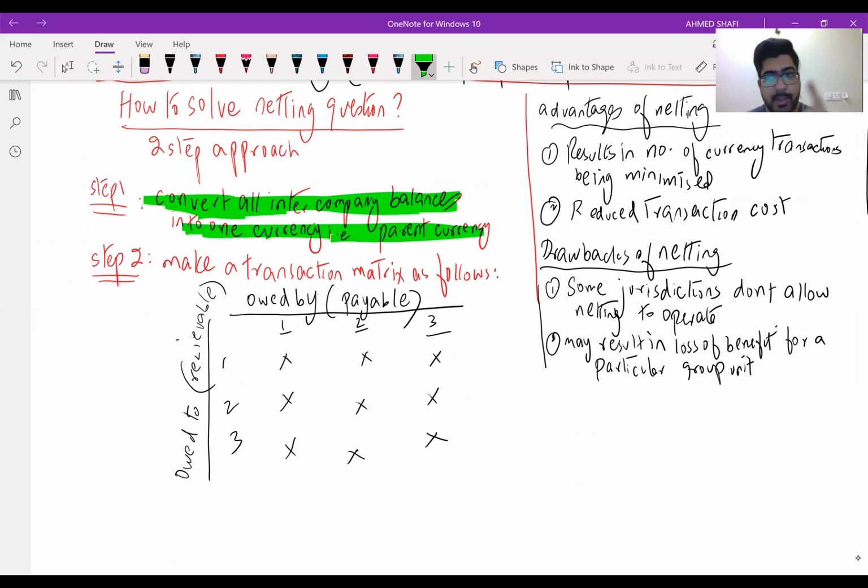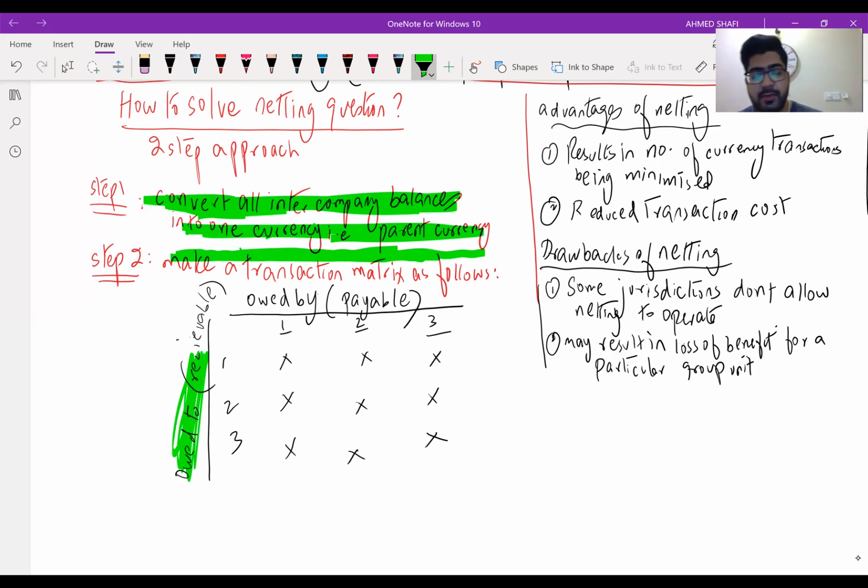How are balances converted into one currency? Conversion is always via multiplication or via division. There is no other option. All balances are converted into one currency. The question will tell you, and if it doesn't state in which currency you should convert, always use the parent currency. And the second step is to make a transaction matrix as follows. You make columns of owed by, which is payable, and you make rows of owed to, which is receivable. Owed by is payable, owed to is receivable.